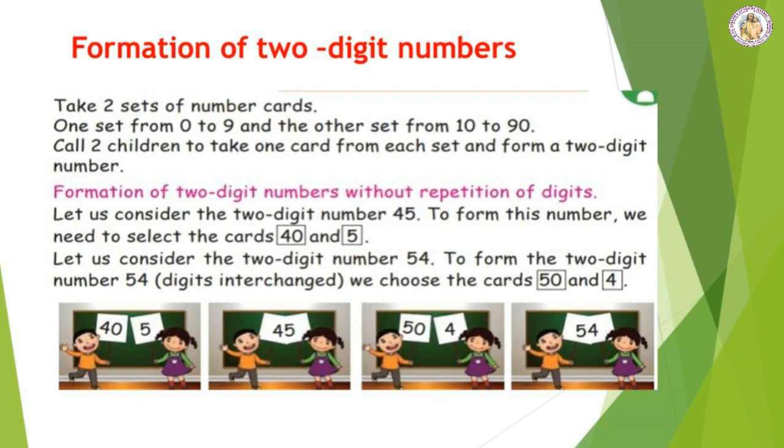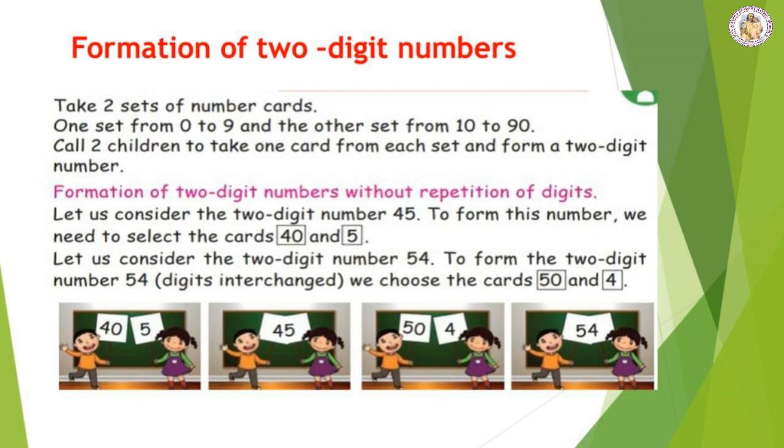Formation of 2-digit numbers without repetition of digits. Yes, let us consider the 2-digit number 45. How will we form the 2-digit number 45? Yes, to form this number, we need to select the card 40. That is from 10 to 90. There is a set of cards, right? From this, you have to select the number 40, and from another set of cards containing 0 to 9, we have to select 5. Then we will get 45.